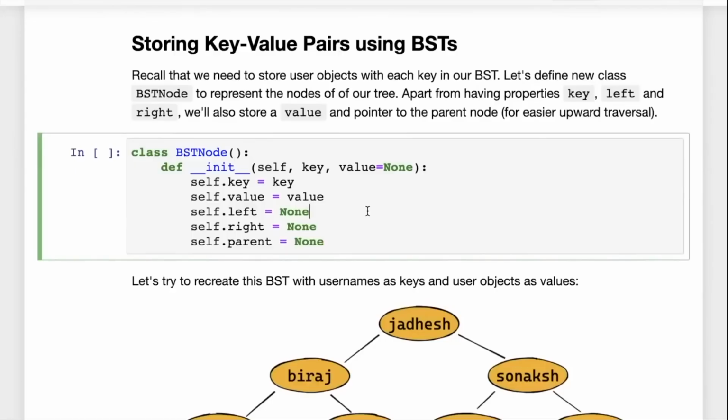Next, remember that we need to store not just keys, but also user objects with each key within our BST. So what we do is we'll define a new class called BST node to represent the nodes of our binary search tree. And BST node will not only have the key, but in the constructor, it can also accept a value. And this is optional. So we will set the key and we set the value. We will also set the left and right. Apart from this, we also set another property called parent. And the parent will point to the parent node.